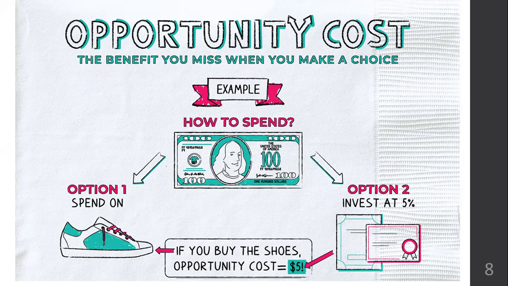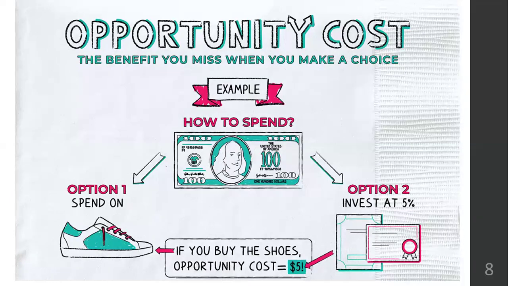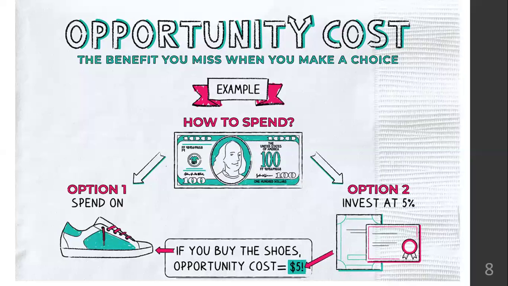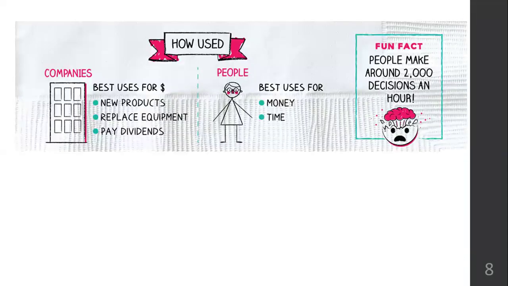For example, on screen you can see there is $100. You have two options of spending. Either you spend it on shoes, or you invest it at 5%. If you are buying the shoes, you are spending the entire $100, but if you're investing it for 5%, you will be gaining $5 extra. So the difference between these two options in terms of cost is just $5. That $5 is the opportunity cost.